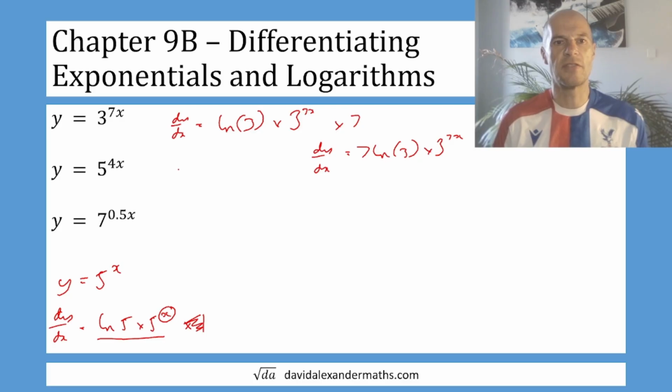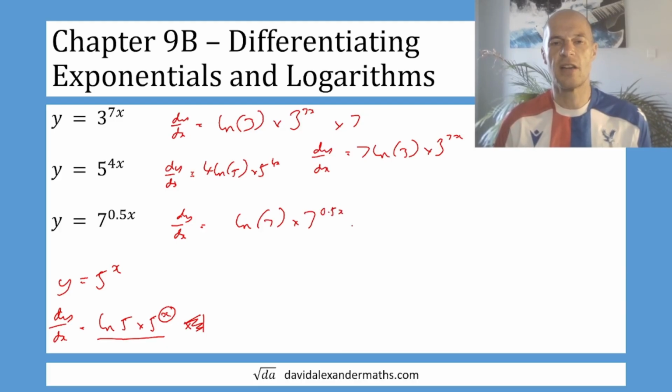So if we've got y is 5 to the power of 4x, then dy by dx is going to be ln 5 multiplied by 5 to the power of 4x multiplied by the derivative of 4x, which is 4. So I'll just chuck the 4 at the front: 4 ln 5 times 5 to the 4x. If y is 7 to the power of 0.5x, then dy by dx is going to be ln 7 multiplied by 7 to the power of 0.5x multiplied by the derivative of 0.5x, which is just 1/2, so a half ln 7 times 7 to the power of 1/2 x.